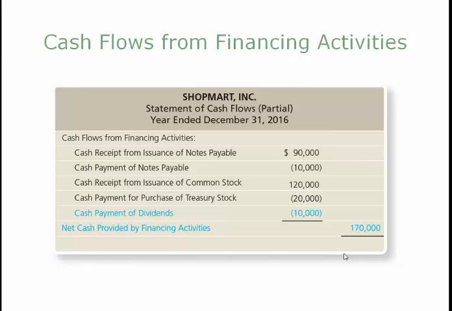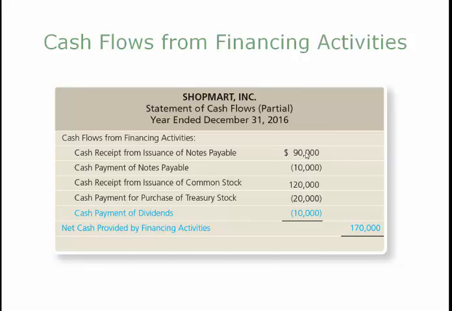the financing section for the statement of cash flows. They got money when they issued notes. Then it looks like they also paid off a portion of probably an old note. And then they have receipt from common stock, which means that they sold common stock, but they also bought back some treasury stock for $20,000. And here's the dividend payment that went out.